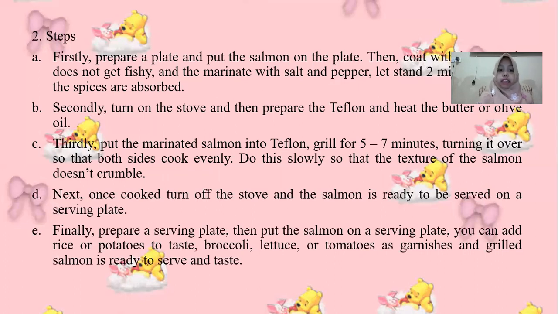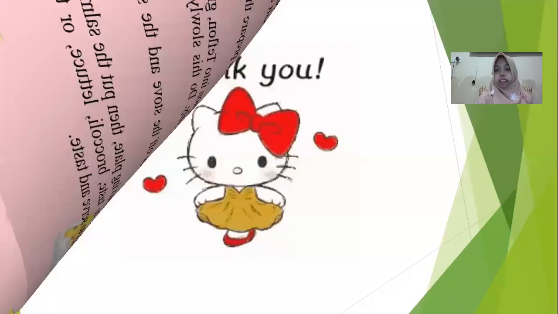continue. Finally, prepare a serving plate, then put the salmon on the serving plate. You can add rice or potatoes to taste, or broccoli, lettuce, or tomatoes as a garnish, and the grilled salmon is ready to serve and taste. Okay, these are the steps for how to make grilled salmon, the example of procedure text.